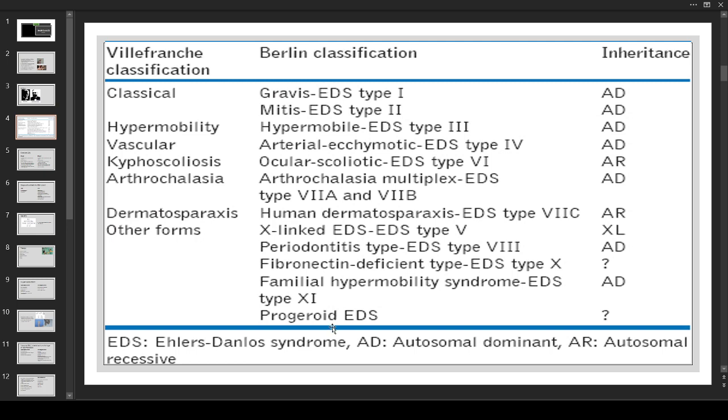Today we're going to be talking about the classic, hypermobility, vascular, kyphoscoliosis, arthrochalasia, and dermatosparaxis types. The other forms, yes, are very important to know about, but we're mainly going to be focusing on these 7, if you count type 1 and 2 separately.